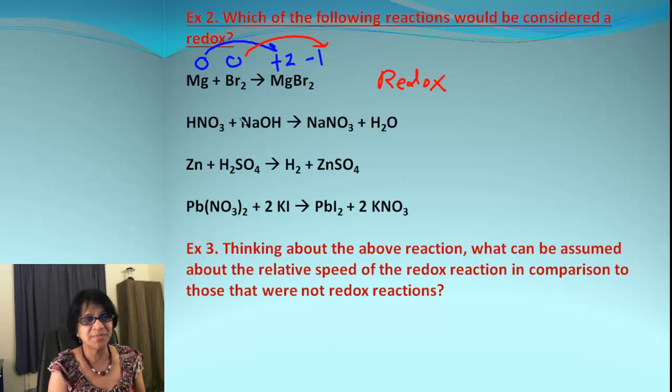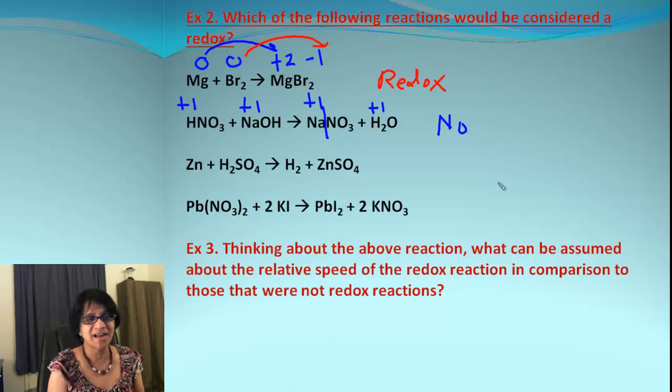Let's take the second example. In this one, sodium is +1 because it's an ionic compound. Sodium here also is +1, so nothing happened. Let's take hydrogen. It's +1 here, and again here it's +1. So nothing much happening. That means it is not a redox reaction.